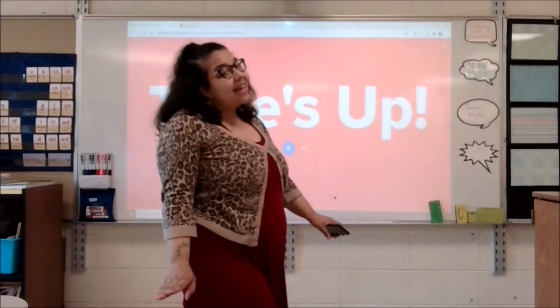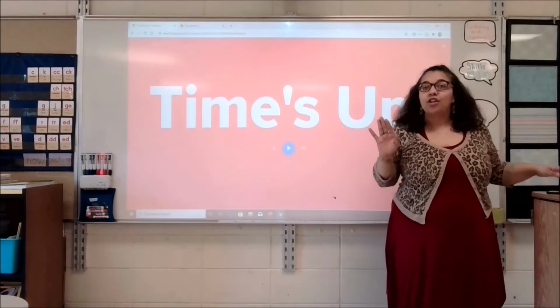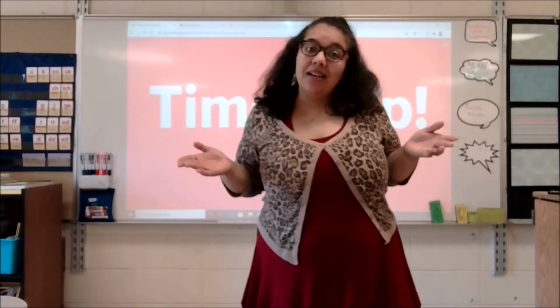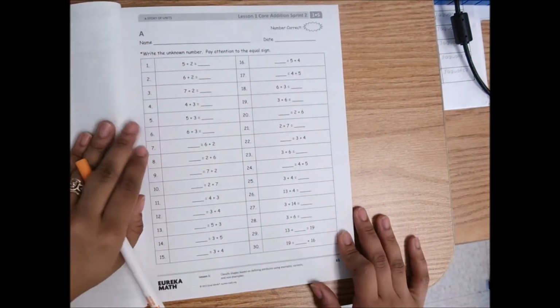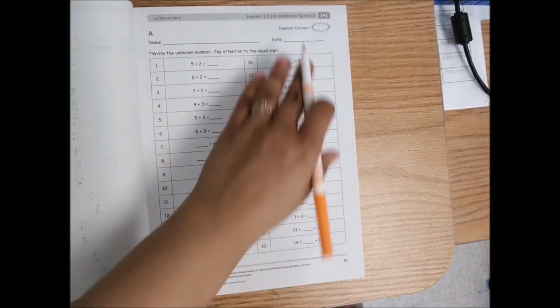It came out as a tiny bell this time, but that is the bell. Time is up. I know you did your best. Now let's go ahead and check our work and see how we did. As the directions said, write the unknown number. Pay attention to the equal sign. We're going to go through and check all the answers to our questions.